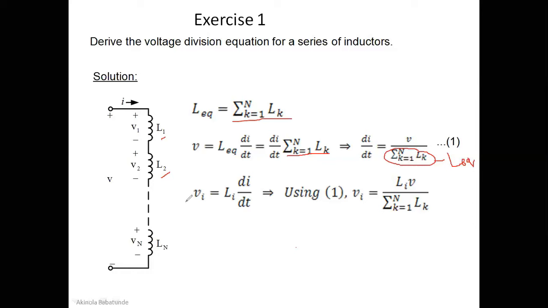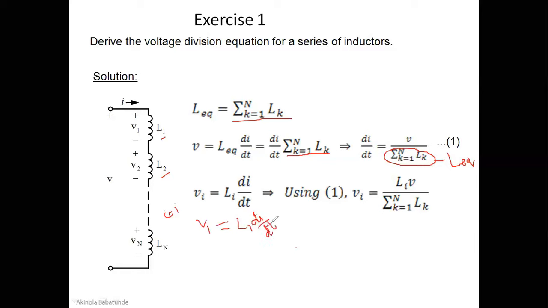let's go ahead. Now we do know that Vi represents the first voltage. So let's say i equal to 1. That means you're looking for V1. So i is equal to 1. So V1 will therefore be equal to L1 di/dt. That's what it simply means.